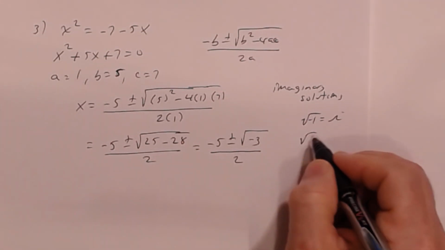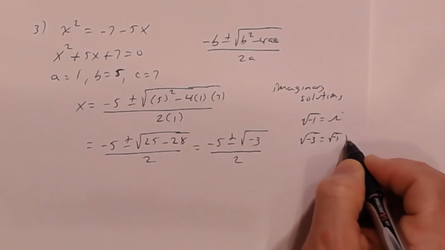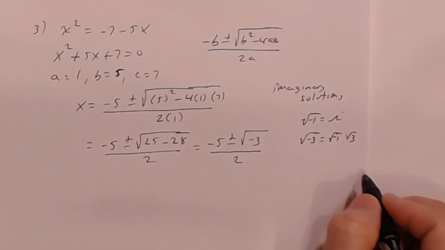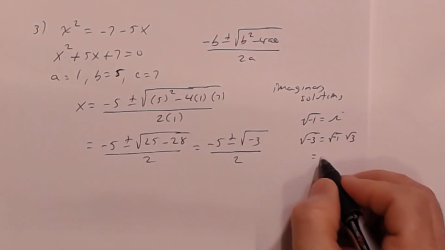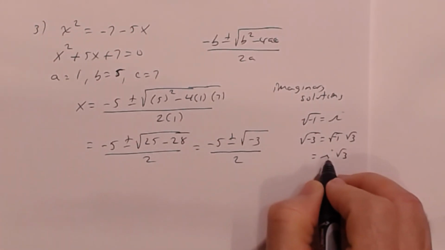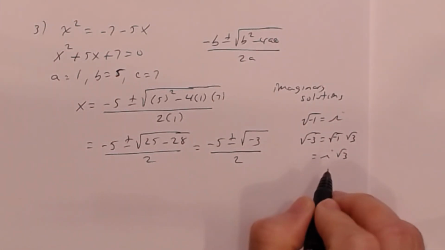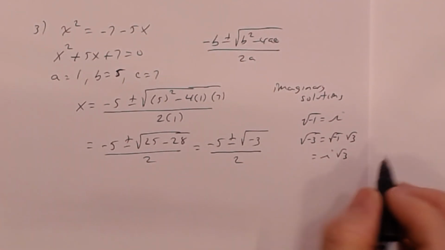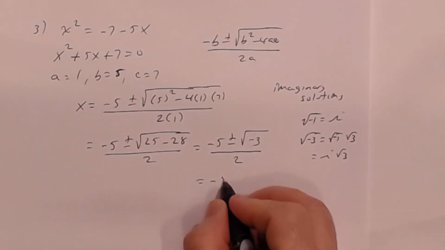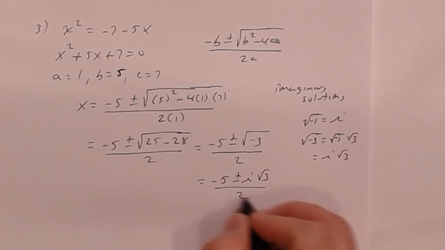So the square root of a negative 3, I can write as the square root of a negative 1 times the square root of 3. And the square root of a negative 1 is i, so I get i square root of 3. And we tend to put the i in front. Now you can put the i in the back, just make sure it doesn't look like it's under the square root. So that's why we put it in front. All right, so this becomes negative 5 plus or minus i square root of 3, divided by 2.